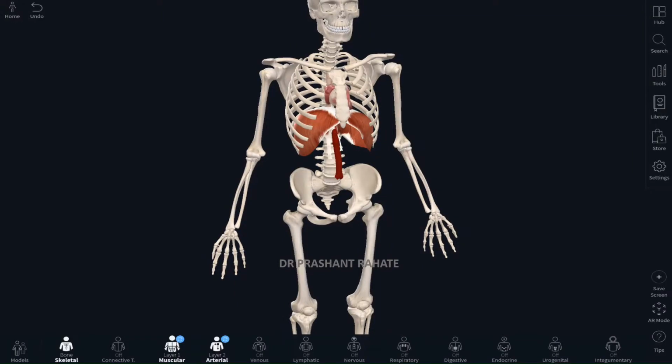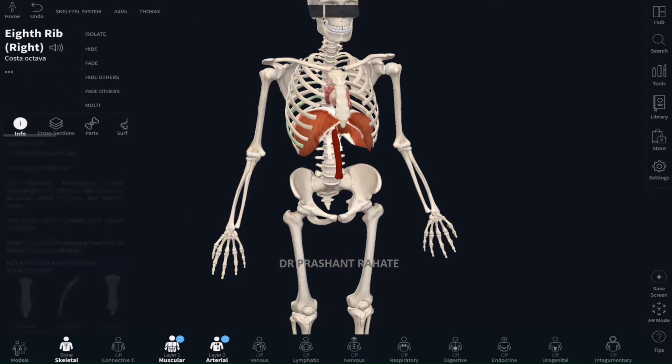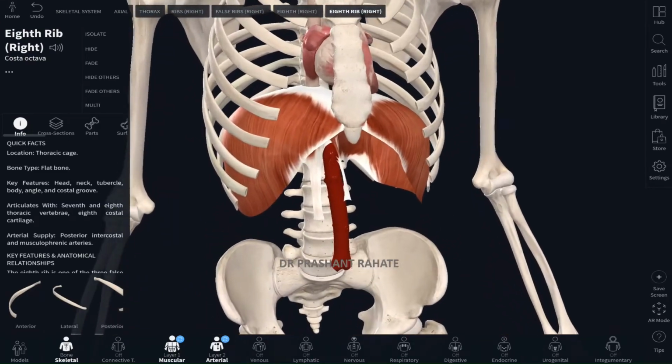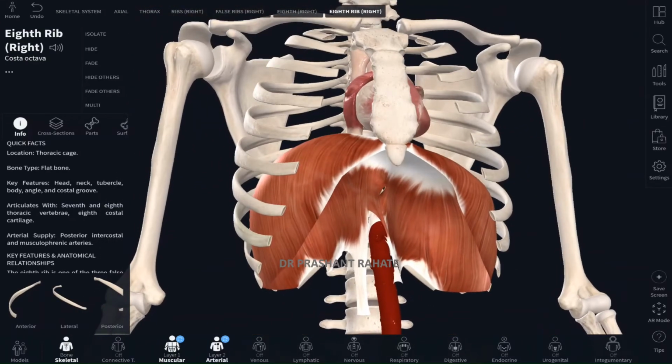Today we will see the median arcuate ligament syndrome. What is this median arcuate ligament and what is the syndrome? This is the complete thoracic cage. The heart is pulsating. You can see the diaphragm here, and I will enlarge the view.